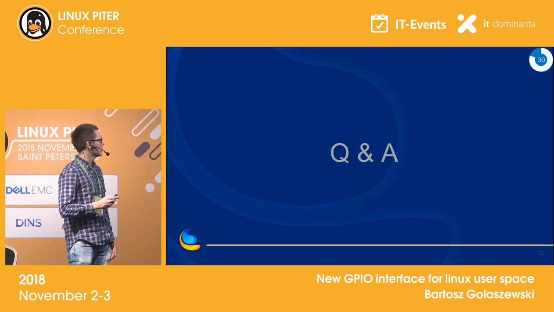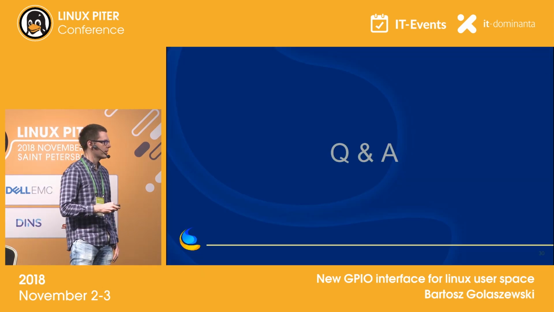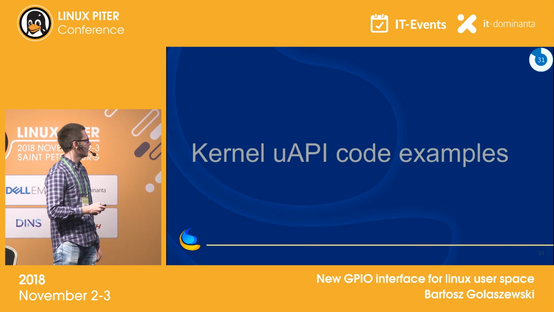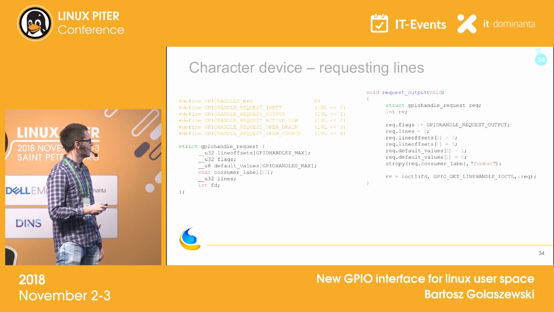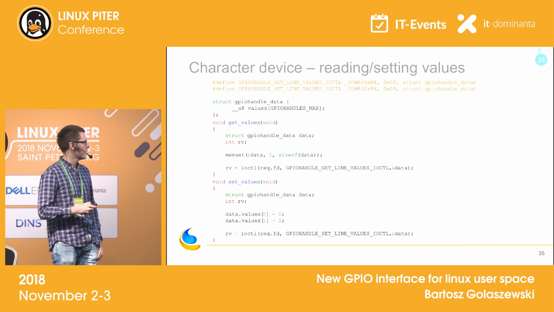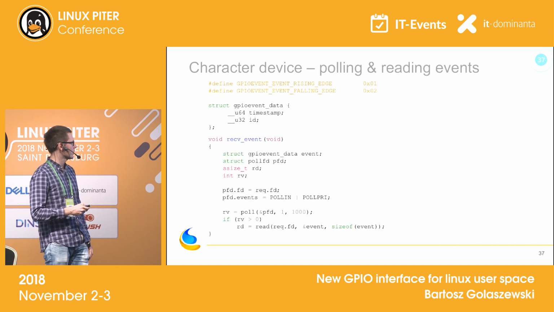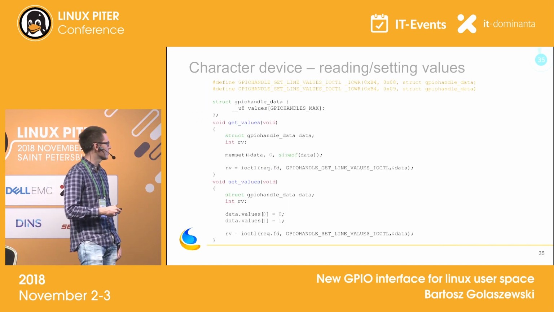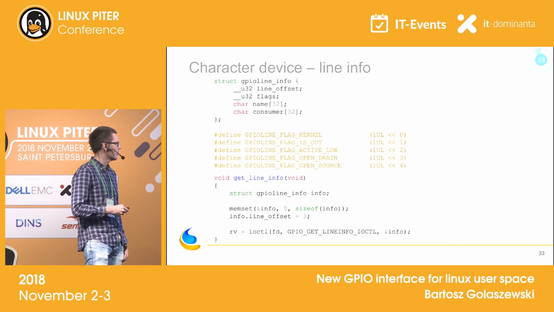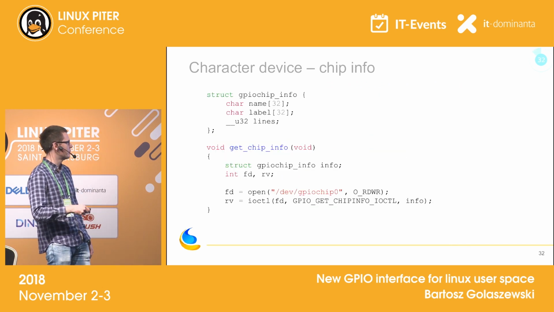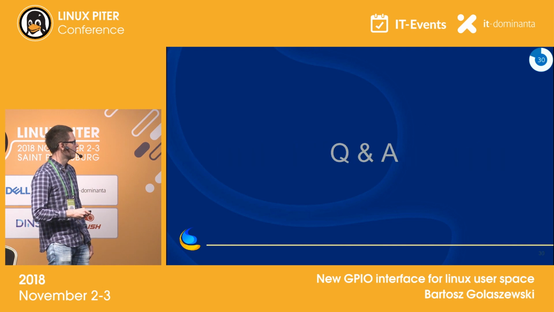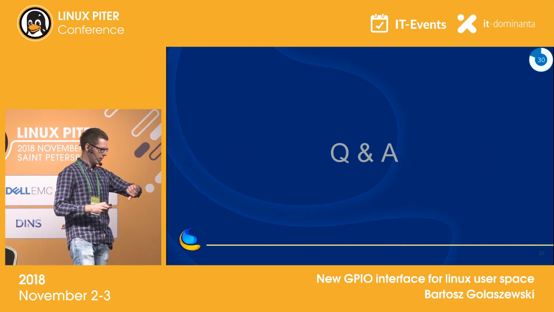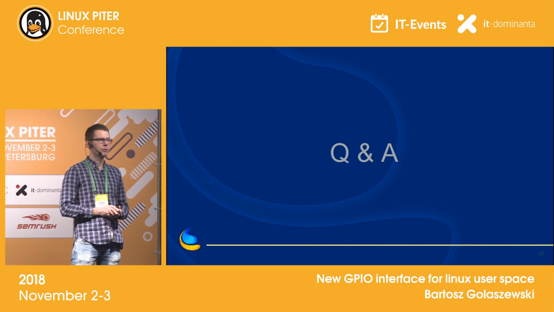And that's it. Just for your information, you're going to be able to download the slides. At the end of the slides, I included some examples of the kernel user API, so all the IO controls and all that. I didn't want to bore you with that, because this is largely irrelevant now with libgpiod, so you don't really want to use them. And yeah, I think we're good. Are there any questions?